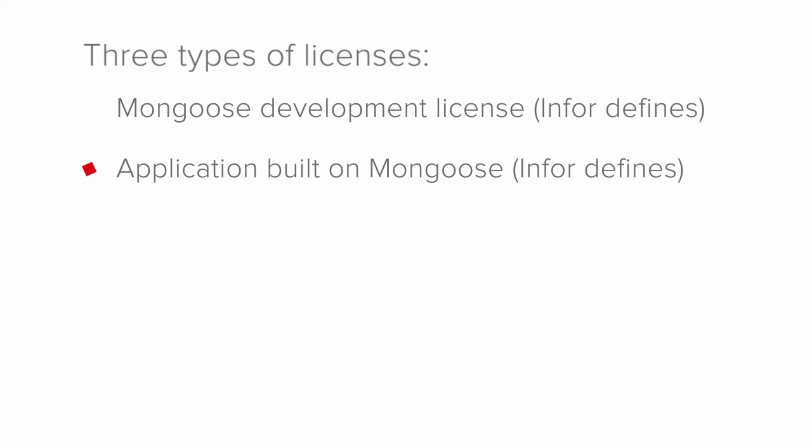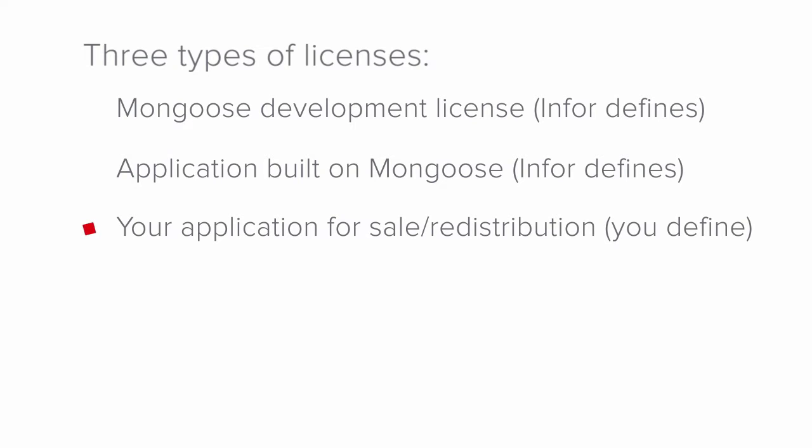For Infor applications such as Sightline that are built on the Mongoose framework, Infor issues licenses with license modules that contain both the Mongoose core forms and IDOs, as well as the application-specific forms and IDOs. For any Mongoose-based applications you might build then and want to sell and/or distribute to others, you define the license and register your application with Infor, and then Infor creates licenses for you to distribute, again based on a contractual agreement.